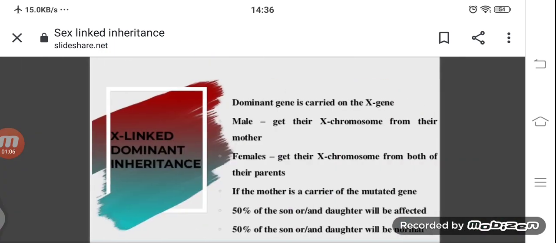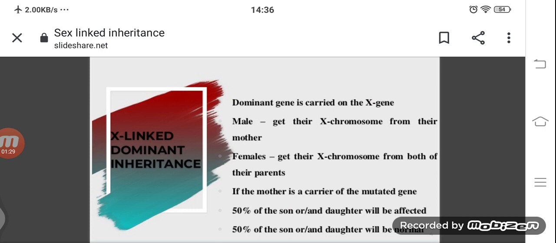So males get their X chromosome from their mother, while females get an X chromosome from both of the parents. A male has only one X chromosome, so that X chromosome comes from the mother only.